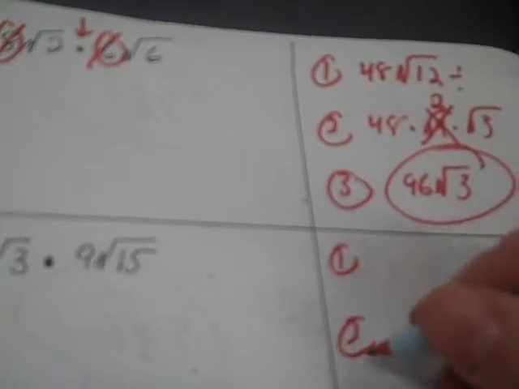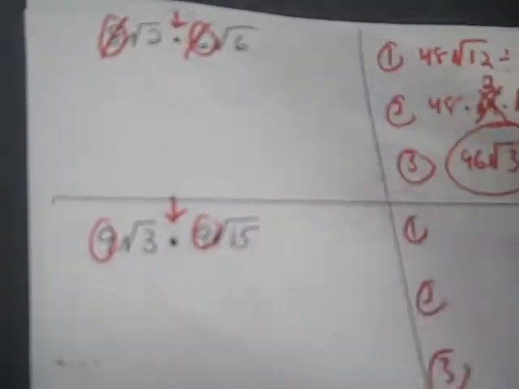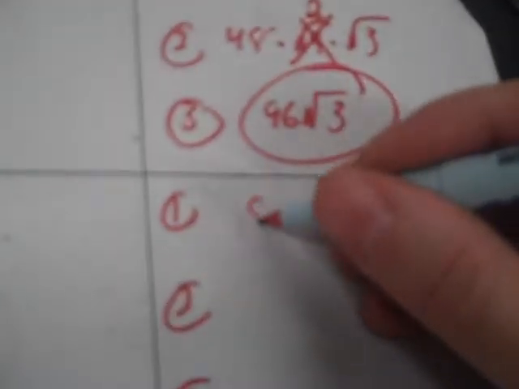Okay, my next problem. 9 square root of 3 times 9 square root of 15. So again, the multiplication operation is 3. Again, whenever I have that, first I look at the outsides. 9 times 9 is 81.